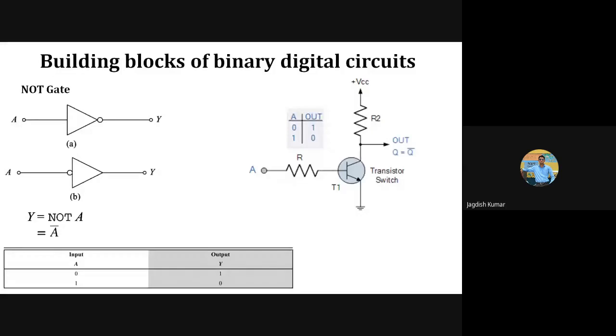Yes, response from the students. Is the operation of a transistor as a switch clear? Parikshit is saying okay. Anyone else? I need at least 3 responses. Okay, good. So I hope everybody is able to understand. Fine.